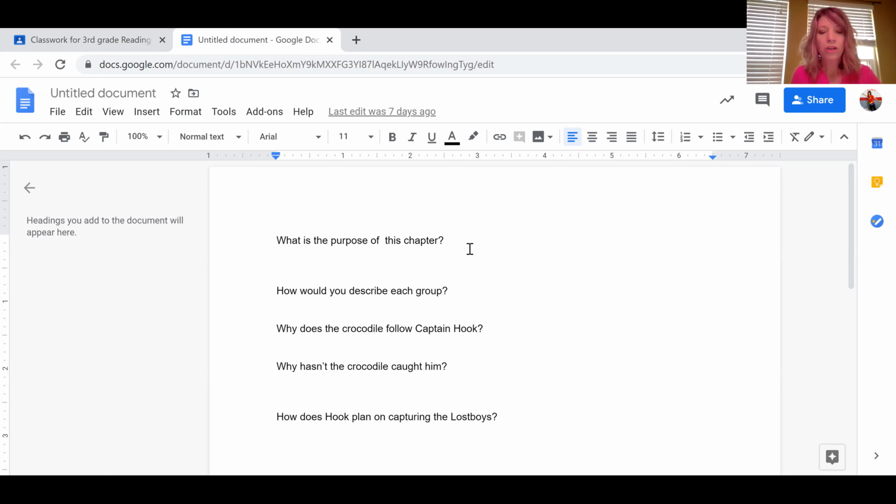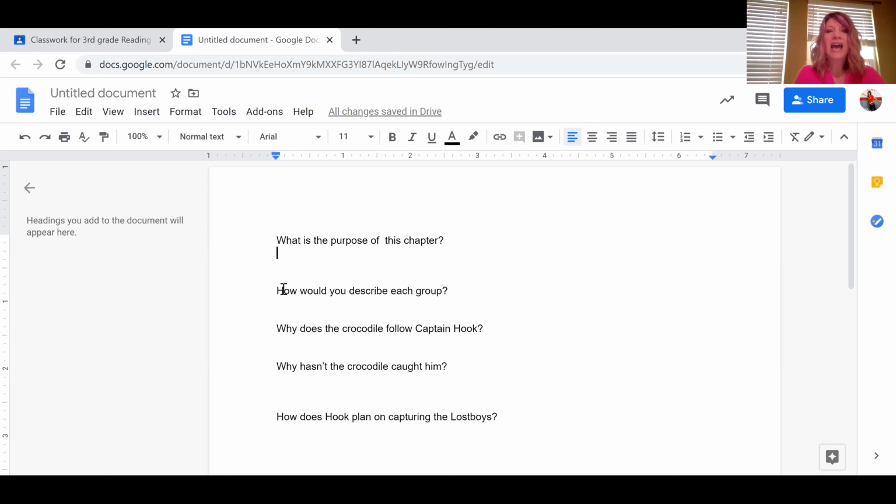So what is the purpose of this chapter? So I was thinking myself that the purpose of this chapter has to do with letting me know who's on the island. So what I was thinking is, the author wanted to introduce the different groups on the island. Now, he did more than introduce the groups, right? He told about individual people, too. So he also told, if you remember, about why Hook is so afraid of that crocodile and how he always gets away from that crocodile. So, you know, what do you think is the purpose of this chapter? Why do you think the author wrote that chapter for you?